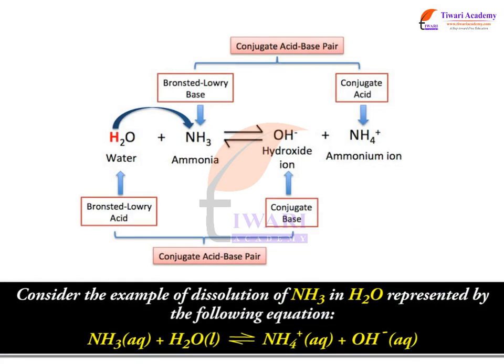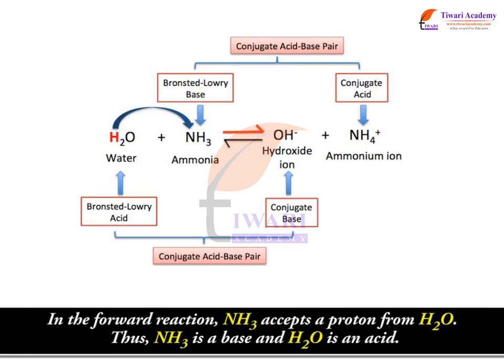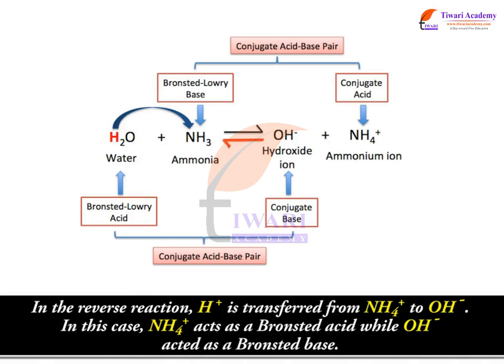Consider the example of dissolution of NH3 in H2O, represented by the following equation. In the forward reaction, NH3 accepts a proton from H2O. Thus, NH3 is a base and H2O is an acid. In the reverse reaction, H+ is transferred from NH4+ to OH-. In this case, NH4+ acts as a Bronsted acid, while OH- acts as a Bronsted base.